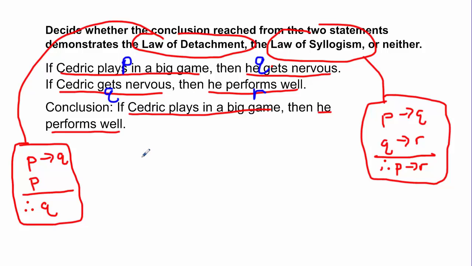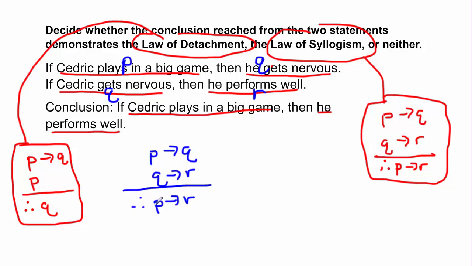So my first conditional is P implies Q. My second conditional, Q implies R. So I have two conditionals, so I know I'm looking at law of syllogism here. If they did it correctly, it should be P implies R. So that should be my conclusion. So here's my first conditional, second conditional, and the conclusion should be this.